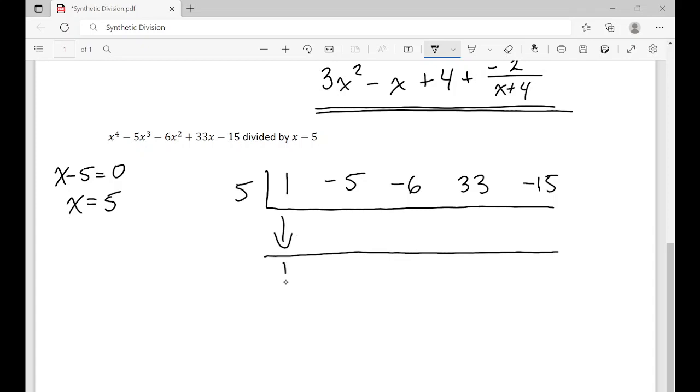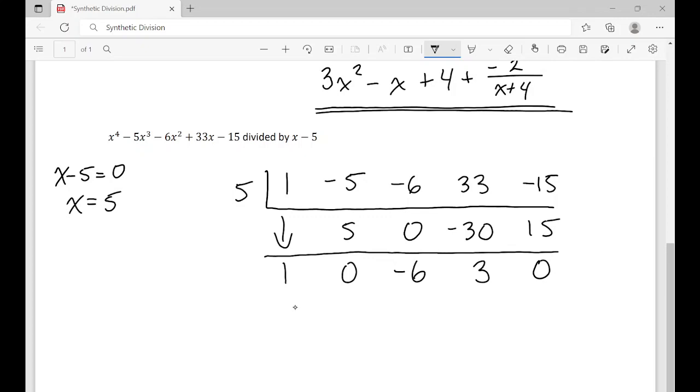And bring my leading coefficient of 1 down. And now we start the synthetic division. 1 times 5 is 5. Negative 5 plus 5 is 0. And then do it again. 0 times 5 is 0. Negative 6 plus 0 is negative 6. Negative 6 times 5 is negative 30. 33 and negative 30 added together gives 3. 3 times 5 is 15. Negative 15 plus 15 is 0. So this actually has a remainder of 0.